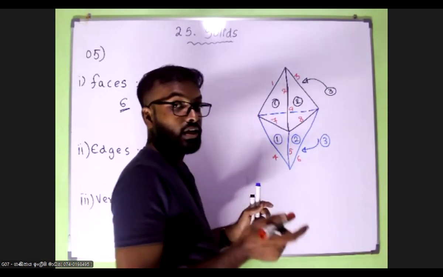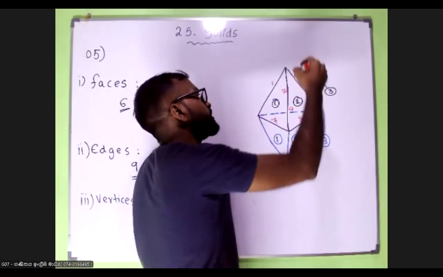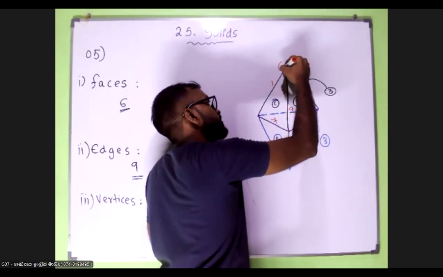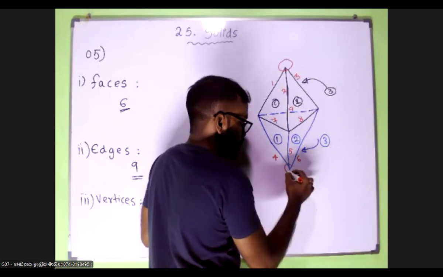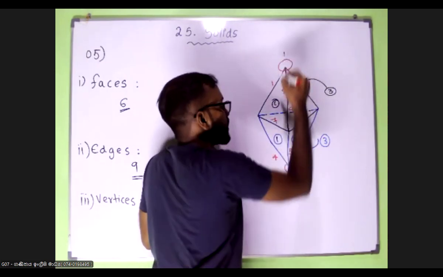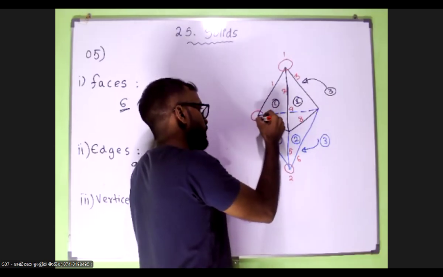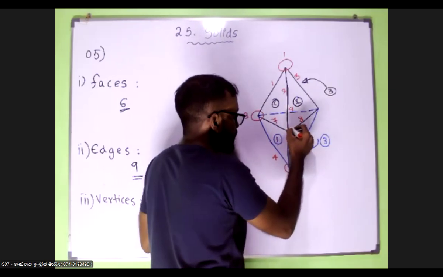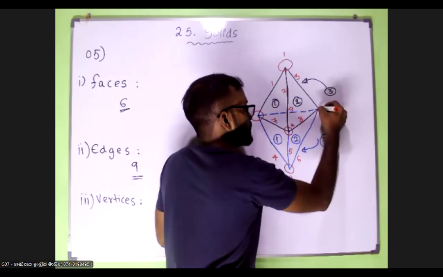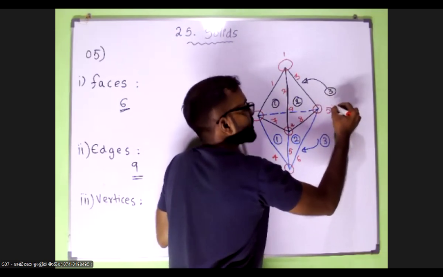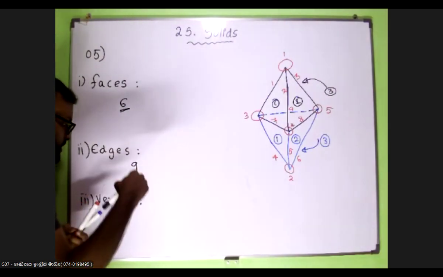So like previously, I will draw a small circle. This is the top vertex, 1. This is the bottom, 2. This one 3. This one 4. And this one 5. Yes, excellent. There are 5 vertices.